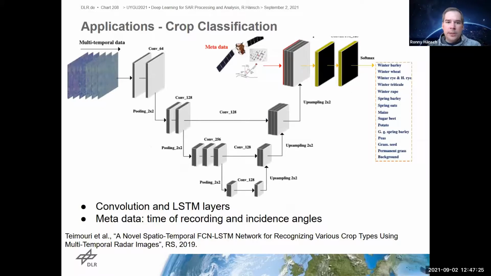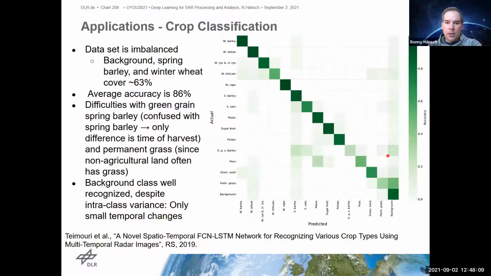They use a standard ConvNet. It's just a standard U-Net architecture with two tweaks. The first tweak is that they use multi-temporal data. Then they have the encoding layer, the decoding layer, and some skip connections. And then here they have an LSTM, a long short-term memory cell, so this part is analyzing the temporal features. The second tweak is that they are using metadata, mostly the time of the recording and the incidence angle of the satellite. At the end they want to know, in this time series, what kind of crop type we have in the different pixels. And that worked very well.